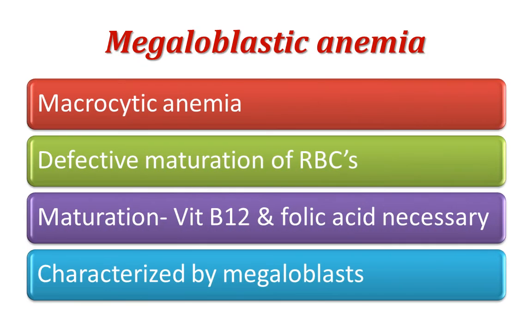Unlike iron deficiency anemia, megaloblastic anemia is also called macrocytic anemia, as a defective maturation process occurs in the formation of RBC, since maturation of RBC requires vitamin B12 and folic acid. If there is a deficiency of these vitamins, the cells which are formed are not like normal RBC, but their size is increased, and hence they are called megaloblasts.